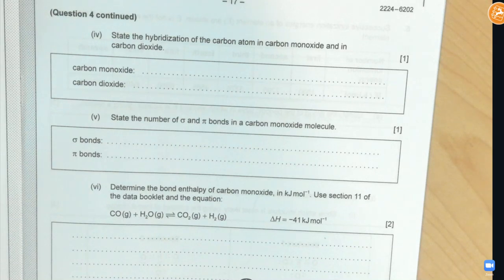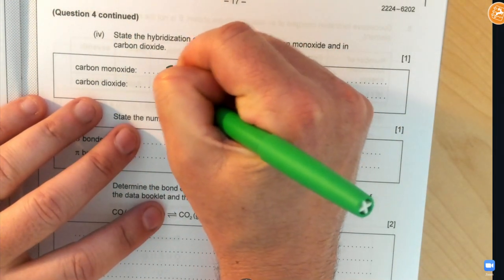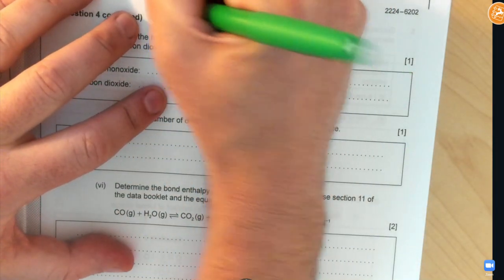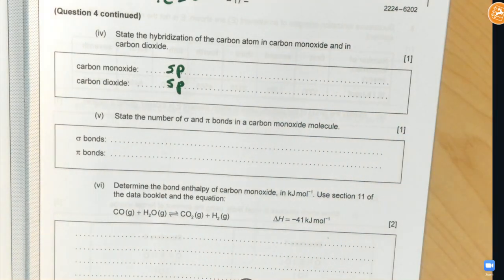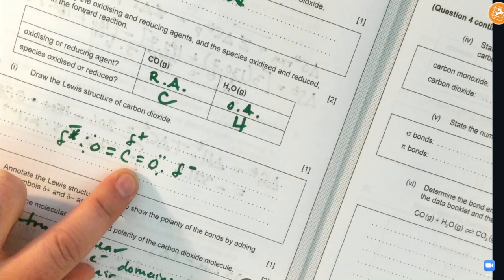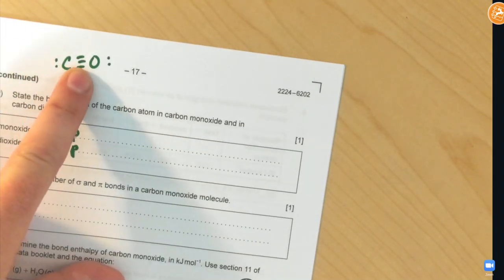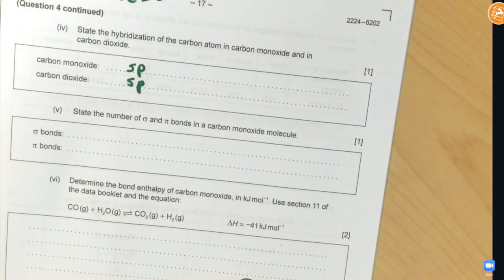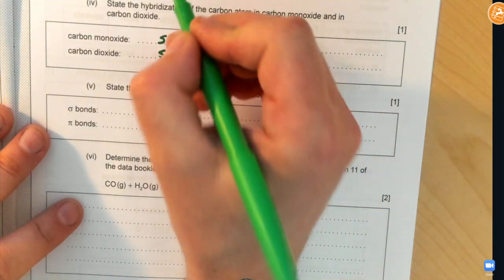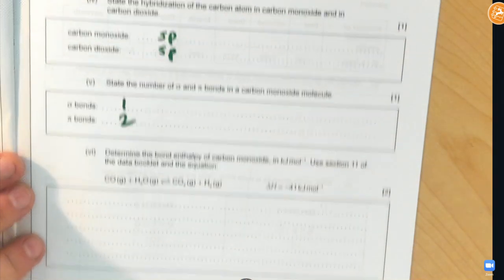Going on with question 4. It says state the hybridization of the carbon atom in carbon monoxide and carbon dioxide. Well, guess what? In both cases, it's sp, because this is carbon monoxide, and we drew carbon dioxide here. There are 2 domains around carbon, and 2 domains means sp. State the number of sigma and pi bonds in carbon monoxide. Remember, the first bond is sigma, the others are pi, so 1 sigma and 2 pi.